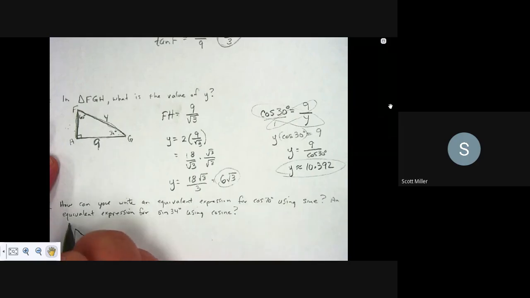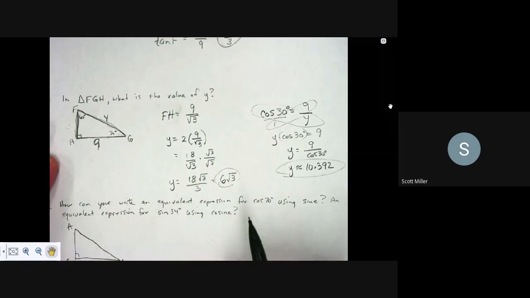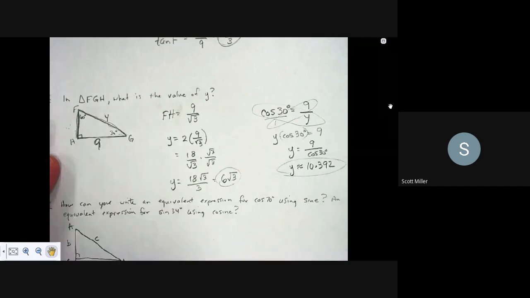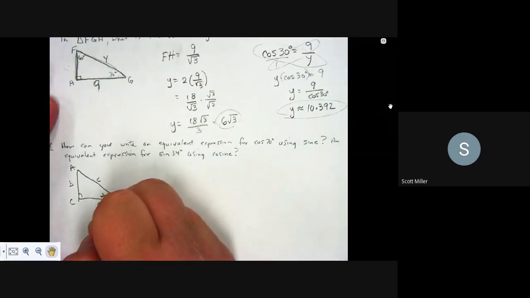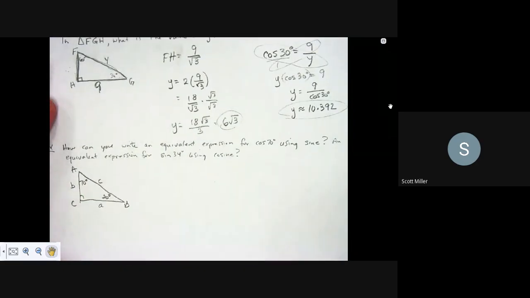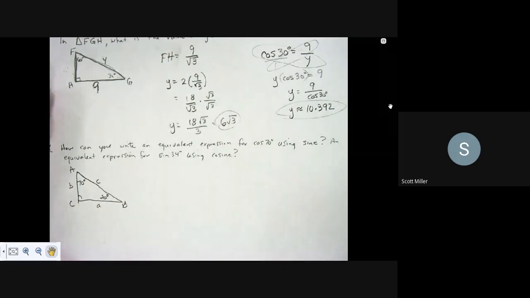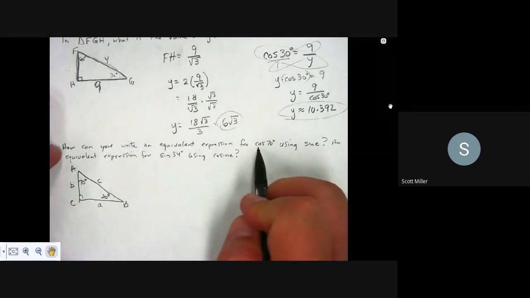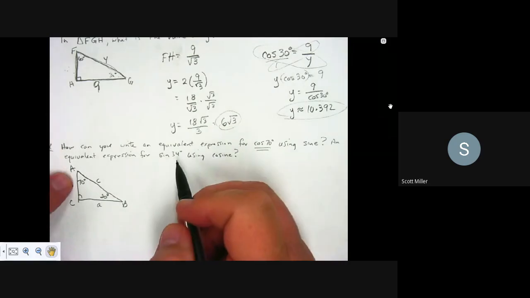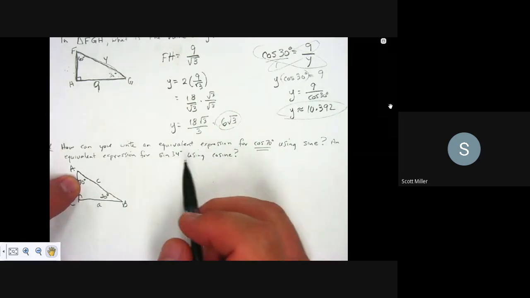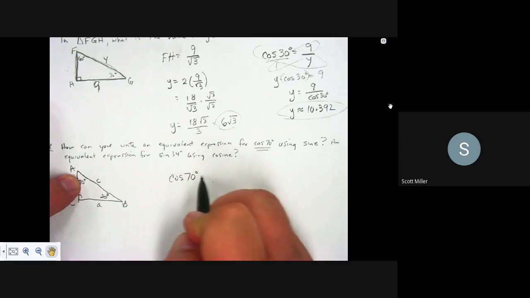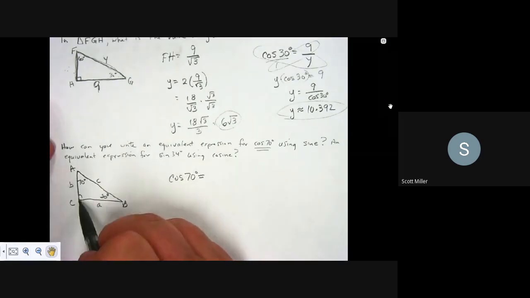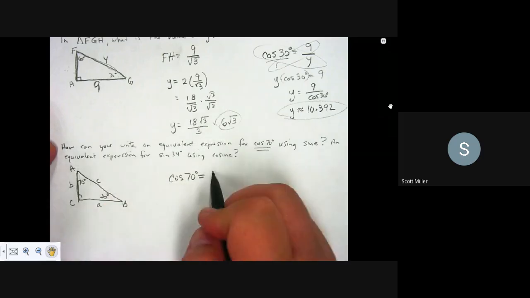Here's my right angle. Here's A, C, and B. This is side A. This is side B. This is side C, because we don't have any numbers to associate with this. I know this angle is 20 degrees and this angle is 70 degrees. So for the first thing here, let's find the expression for the cosine of 70. So 70 is this angle up here. The cosine is adjacent over hypotenuse. So the cosine of 70 degrees is the adjacent over the hypotenuse, so B over C.